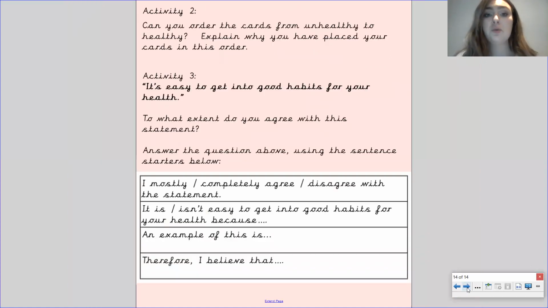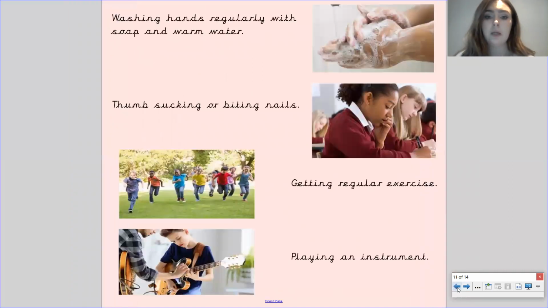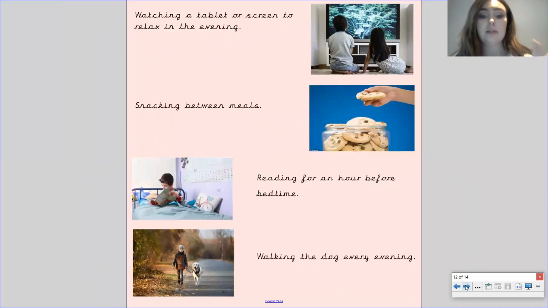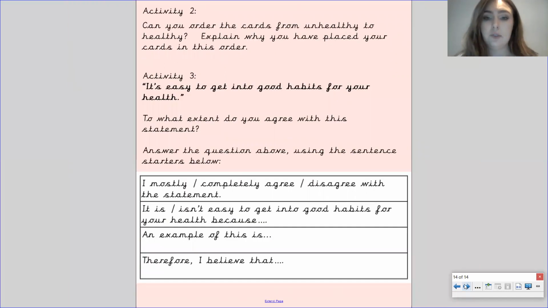Activity number 2 is to order the cards from unhealthy to healthy, and you need to explain why you've placed these cards in this order. So again, go back through these cards here, and you need to put them in order of healthy to unhealthy and explain why. So you could say, this is the most healthy because, this is the least healthy because, I have placed this one here because. That's activity number 2.